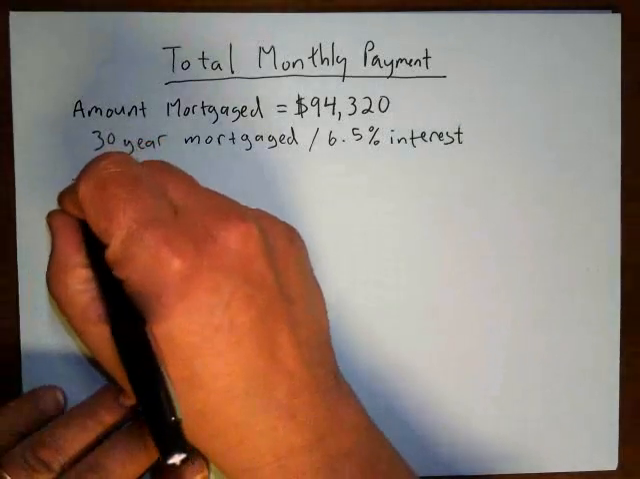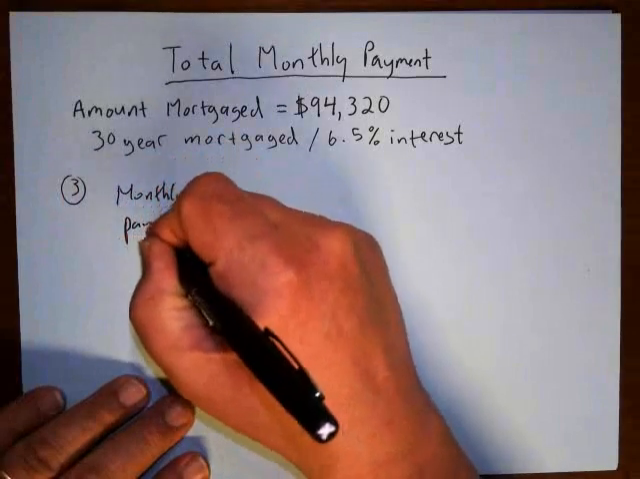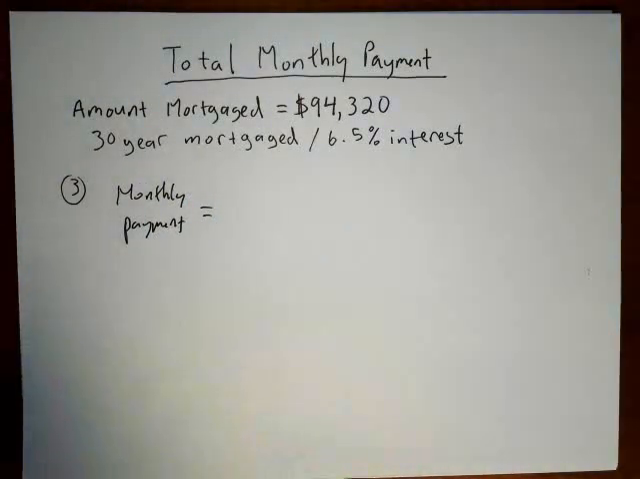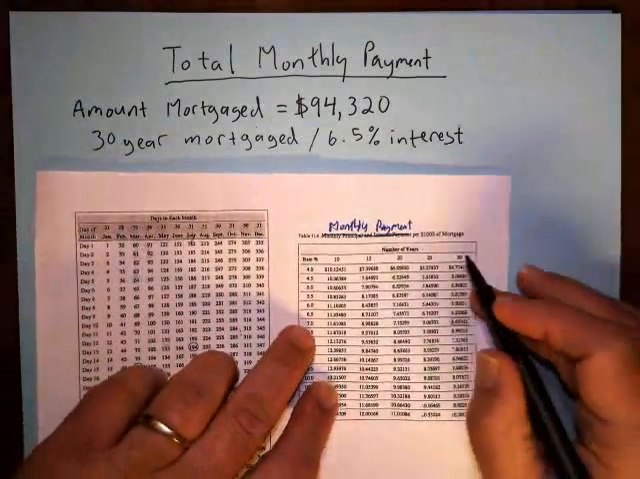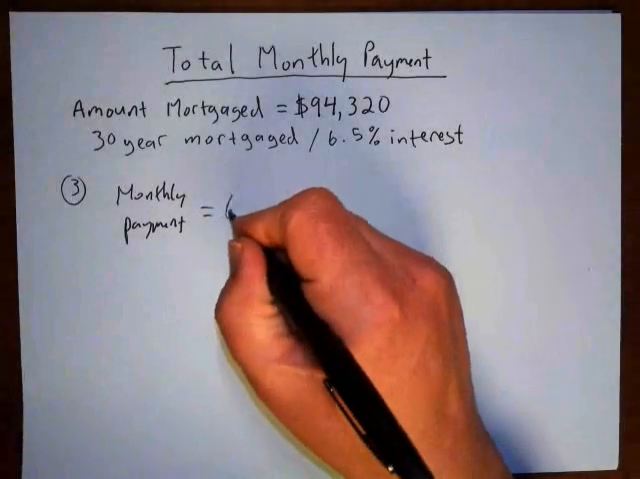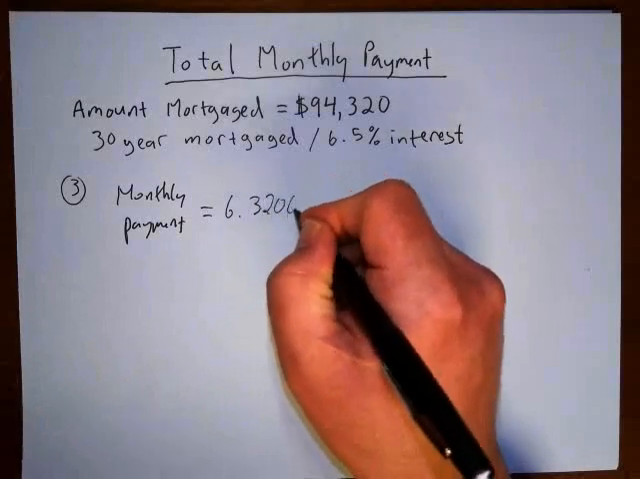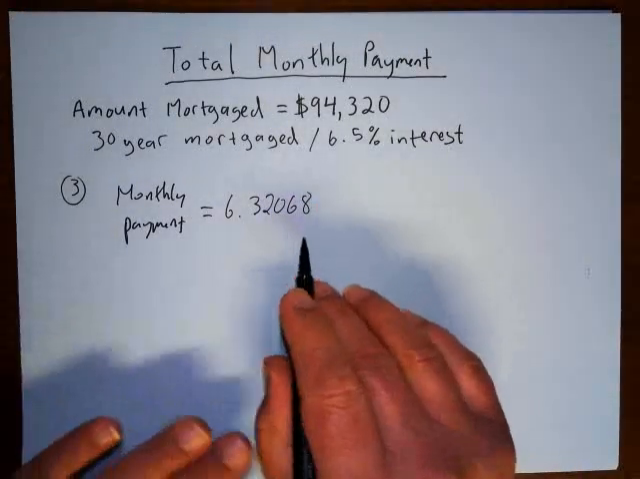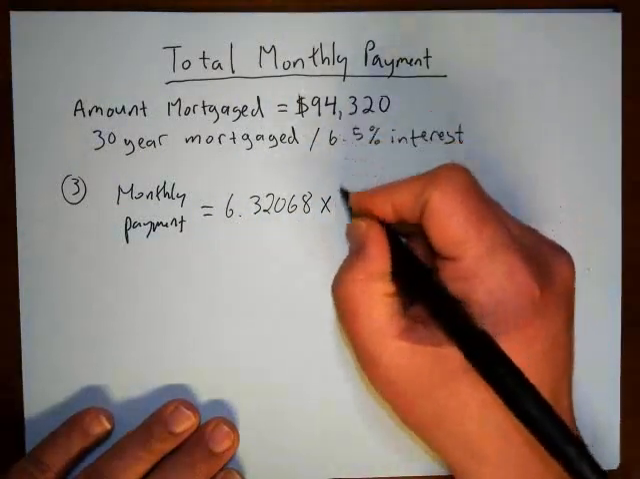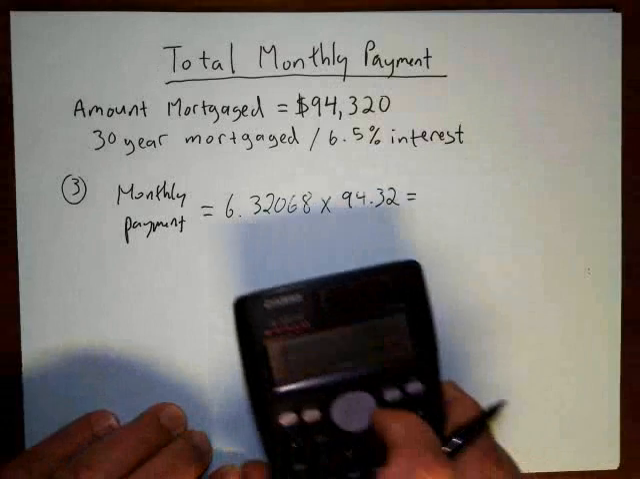Okay, so the third question on the mortgage project was to figure out the monthly payment. And this isn't any different than the mortgage homework. So this is what we've already done here. So I go to 6.5% interest, 30 years, and I get this number on the table. And it is 6.32068. So this is the number on the table. So you're going to multiply that by the number of $1,000 mortgaged. And so I'm just going to move the decimal point over 3 places, and I get 94.32. And this is going to be my monthly payment.